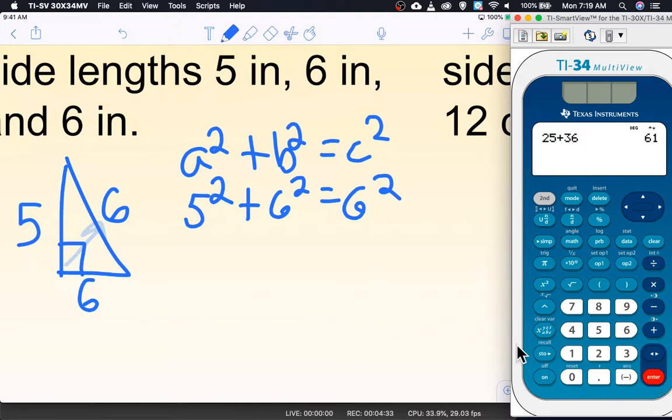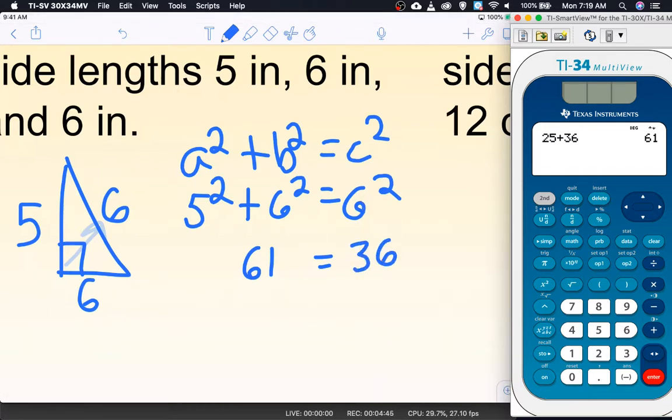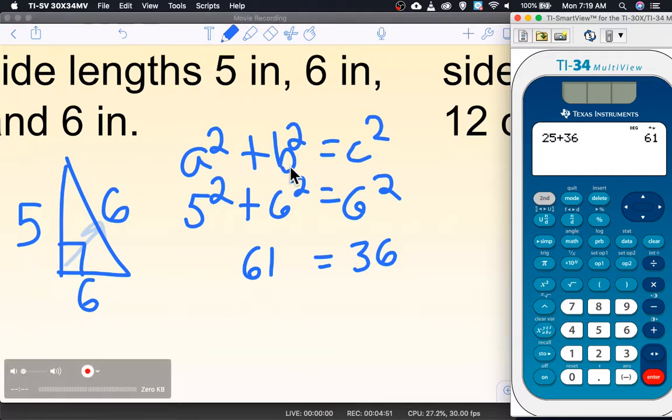I'm skipping a little bit of work in my head. That's 25, that's 36. So this side, if we add together, we get 61. 6 squared is 36. And this did not work out. We are not missing a side. We know all three sides, but check this out. When I plugged in all three numbers and did the math, look at this: I got 61 equals 36, which is not true.